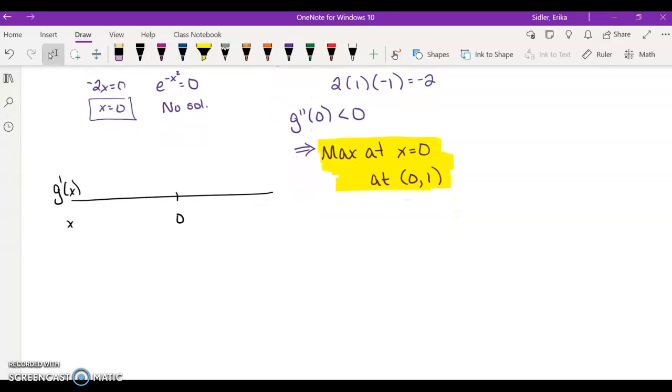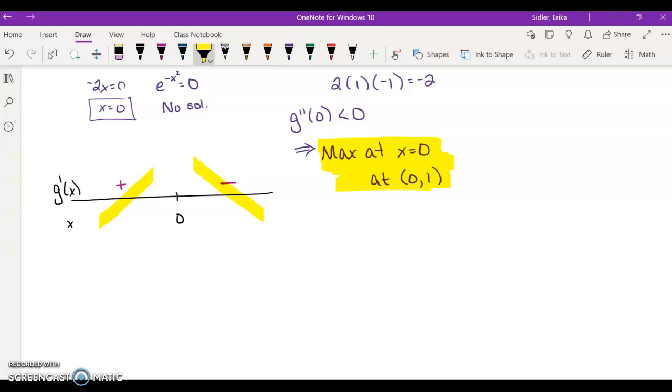I promise everybody's okay. Okay, first derivative sign chart, got a critical point at 0. If that's a max, that means that this is positive on this side, negative on this side. Increasing, decreasing. So we know where it's increasing or decreasing. We know where our relative extrema are.